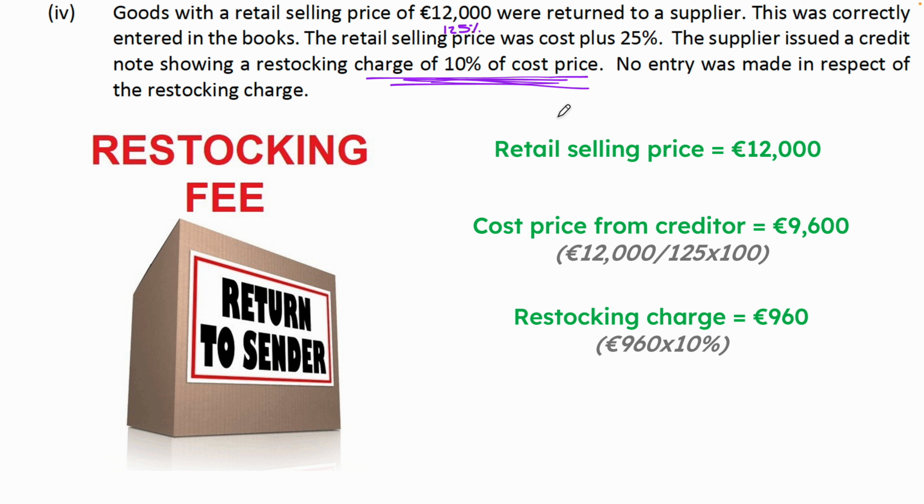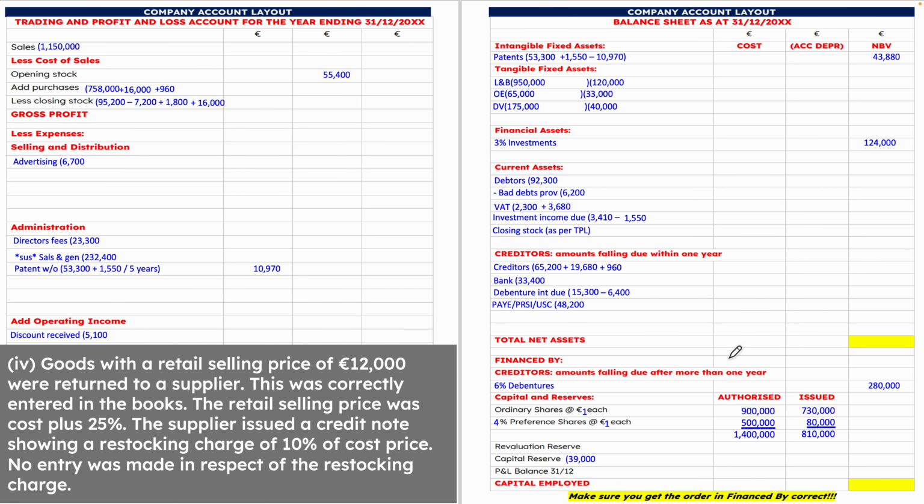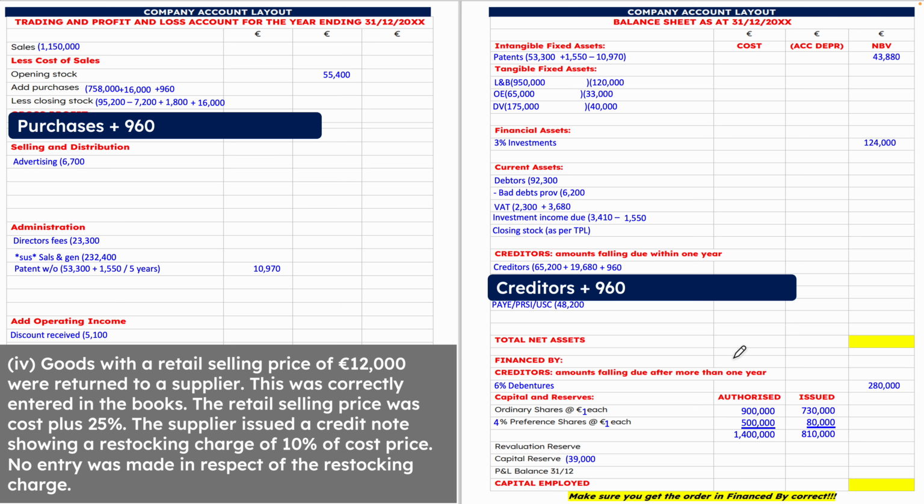So the charge is going to be €9,600, sorry, there should be another zero there, multiplied by 10%, which is €960. Okay, so how do we treat this 960? We are going to add 960 to purchases, and we are going to add 960 to creditors.